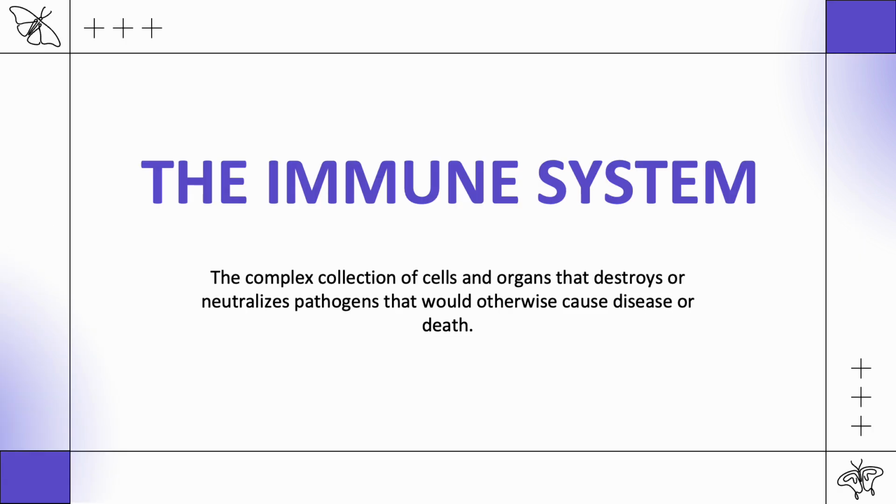So, what is the immune system? It is a complex collection of cells and organs that destroys or neutralizes pathogens that would otherwise cause disease or death. So, it is a network of cells, tissues, and organs that work together to defend our body against attacks by foreign invaders. And these foreign invaders are primarily microbes or germs, or tiny infection-causing organisms like bacteria, viruses, parasites, and fungi.